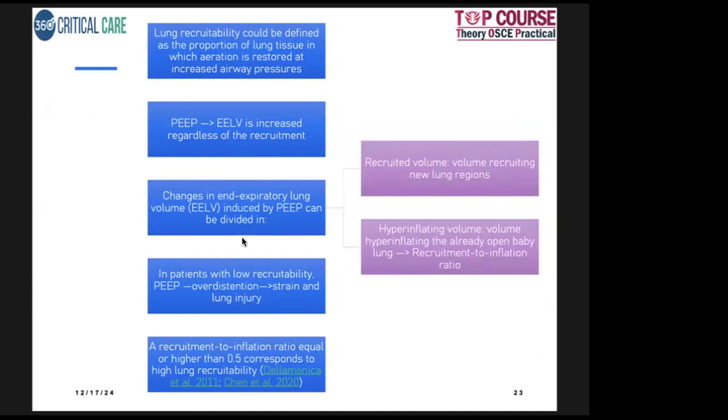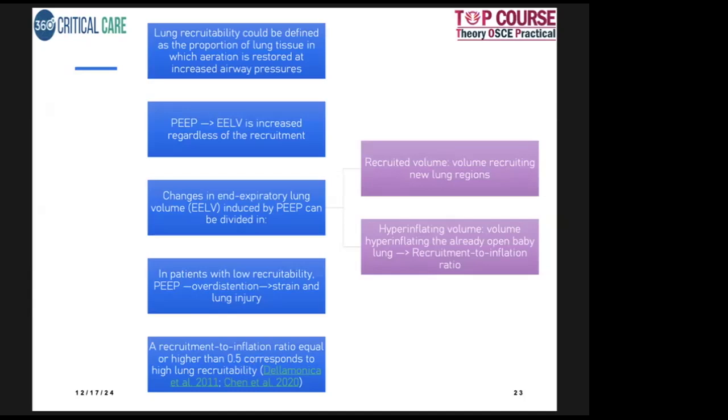Yeah, and the changes in the end expiratory lung volume induced by the PEEP can be divided into recruited volume, that is the volume recruiting the new lung regions, or hyperinflating volume, where the volume over-distending the already open baby lung, which is detected by the recruitment to inflation ratio. In patients with low recruitability, PEEP can result in over-distension, strain, and lung injury. And a recruitment to inflation ratio equal to or higher than 0.5 corresponds to high lung recruitability.